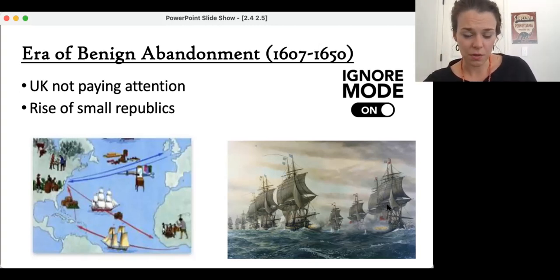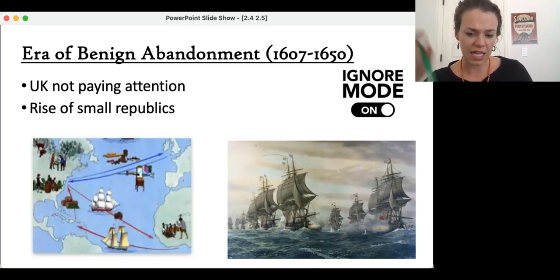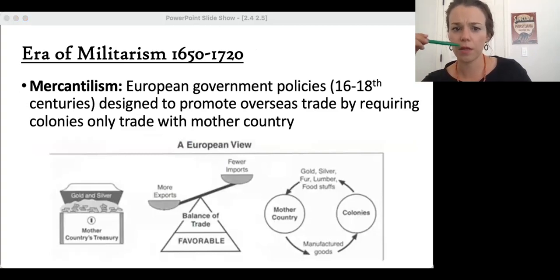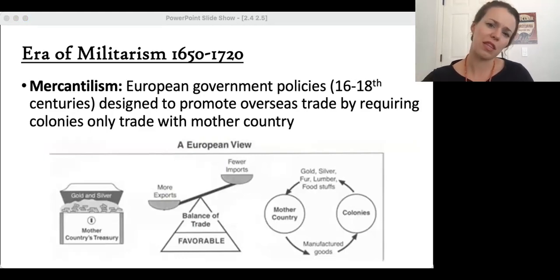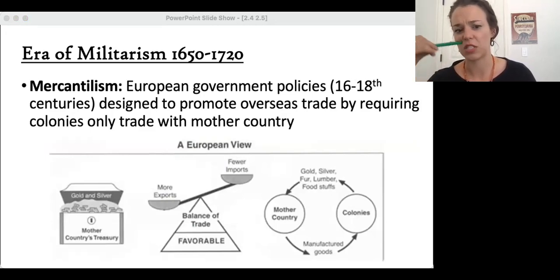Over time though, the crown is going to go through its own changes. You're going to have changes with kings, you're going to have changes in policy, and the British Crown is going to decide to get more involved. We might refer to this as the era of militarism. So, militarism meaning sort of more military, more focused. And this is where you see the introduction of the economic system known as mercantilism. So, this period is going to last from about 1650 to 1720.